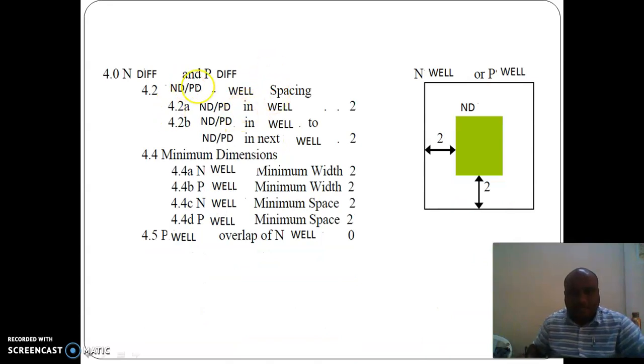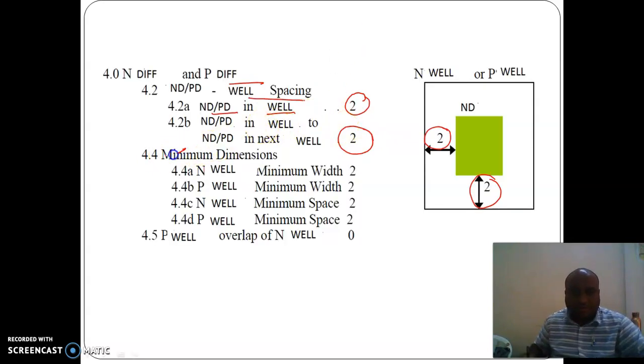Whereas N diffusion, P diffusion with well spacing, see either N diffusion or P diffusion in the well, you should maintain 2 lambda separation from the well to the diffusion, and in the next well again that is 2 lambda. So minimum dimensions for N well, 2 lambda is the width, P well also 2 lambda, N well minimum spacing is 2 lambda, P well minimum spacing is 2 lambda. And when we have an overlap with N well, then that is 0 spacing.